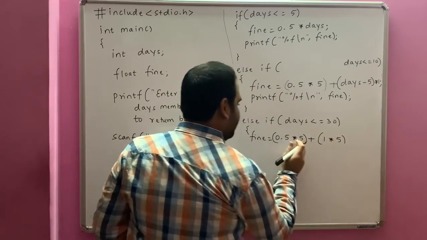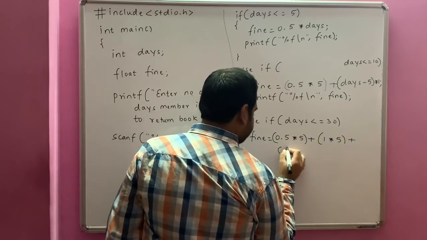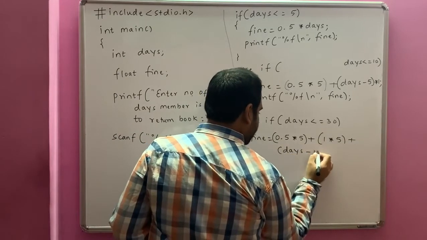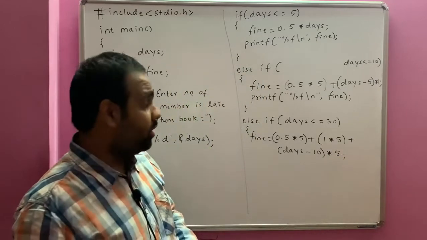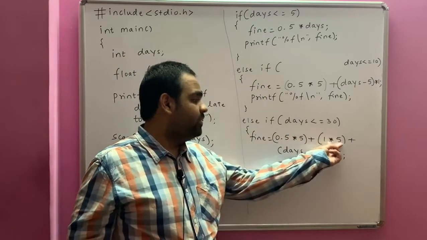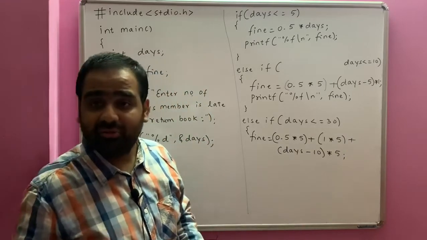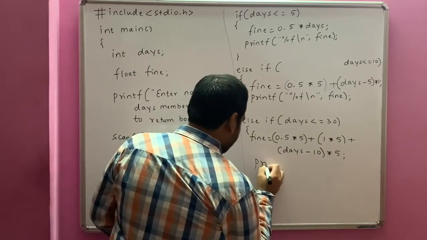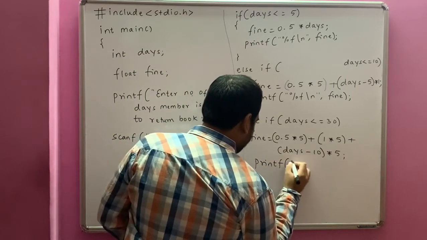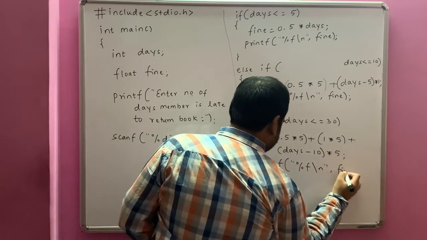Now we have paid it for 10 rupees. Remaining days are days minus 10. Days minus 10. And what is the fine? 5 rupees per day. Right. Now if you take 13, 2.5 plus 5 is 7.5. 13 minus 10 is 3. 3 into 5 is 15 plus 7.5 is 22.5. And here we display the fine. Printf percentage f comma fine.